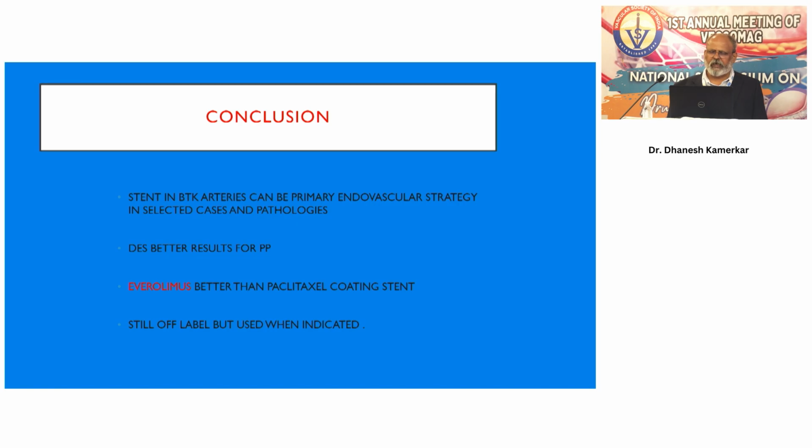So in conclusion, stents in BTK arteries can be a primary endovascular strategy in selected cases and pathologies. Drug-eluting stents give better results for primary patency. Everolimus is better than paclitaxel-coated stents. It is still off label but used when indicated.